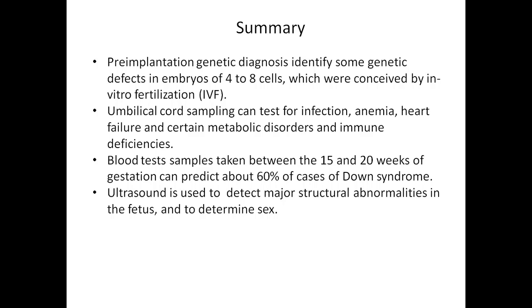To summarize this session, pre-implantation genetic diagnosis identifies some genetic defects in embryos of 4 to 8 cells which were conceived by in vitro fertilization. Umbilical cord sampling can test for infection, anemia, heart failure, and certain metabolic disorders and immune deficiencies. Blood test samples taken between the 15th and the 20th weeks of gestation can predict about 60% of cases of Down syndrome. Ultrasound is used to detect major structural abnormalities in the fetus and to determine the sex also.